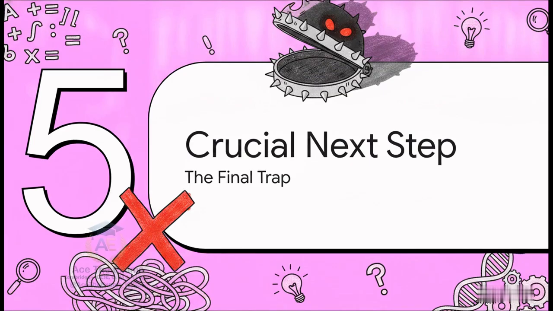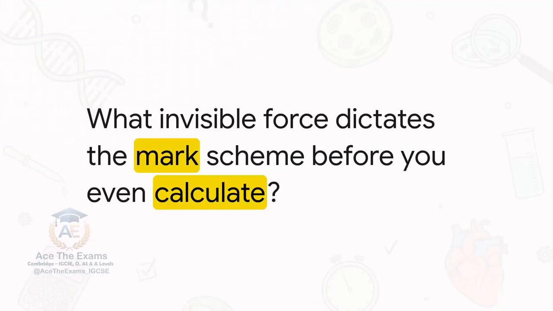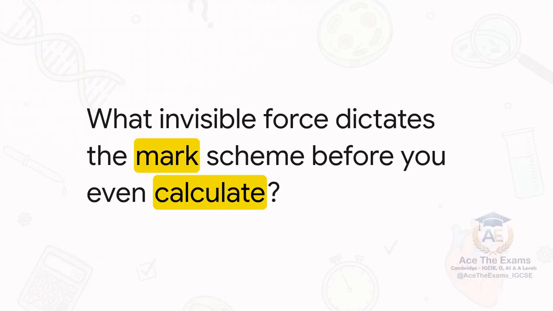Section 5. Your crucial next step. We need to talk about avoiding the final, ultimate trap. Because honestly, all this perfect mathematical framing is completely useless if you fall for one hidden trap before you even write down a single number. Think about it. Even with a flawless methodology, what invisible force actually dictates the mark scheme and the grade band you fall into before you even pick up your calculator? What decides whether you just need to state a fact or deeply evaluate a whole concept?